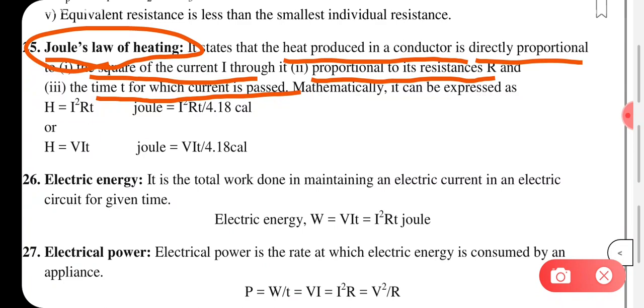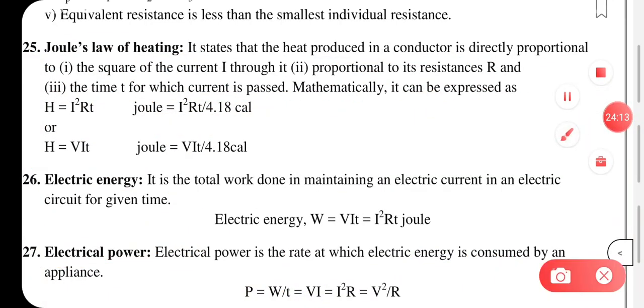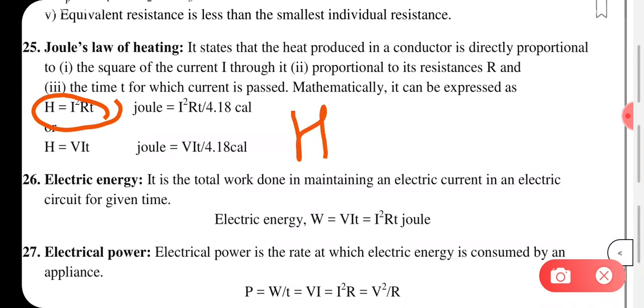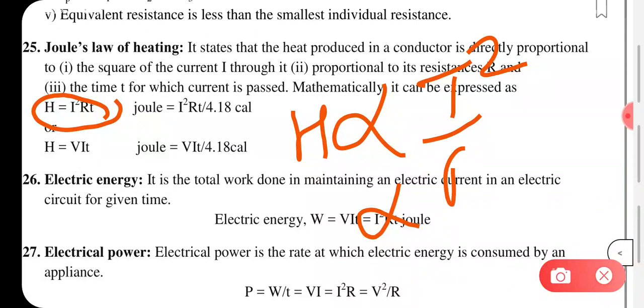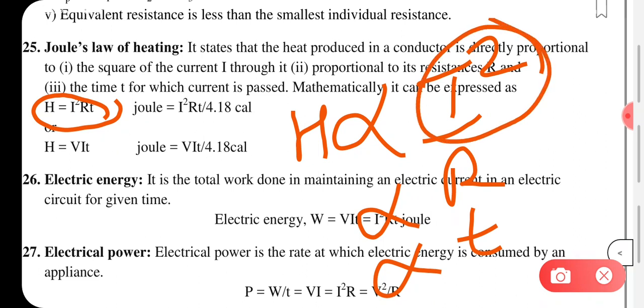So you can make this statement if you remember this formula: H, for heat, is equal to I square RT. So the heat produced when current is flowing through a circuit is directly proportional to the square of the current flowing through it. It is directly proportional to the resistance, and also directly proportional to the time. Just remember that here the current is squared. So H is equal to I square RT.